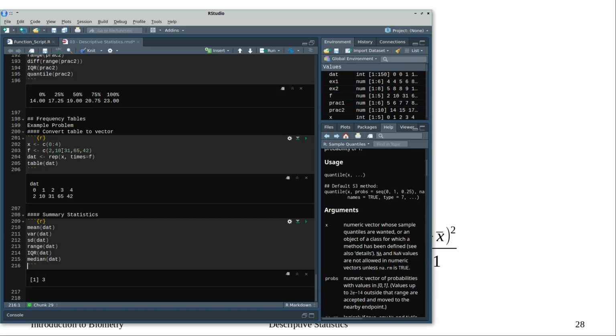So calculating frequency tables by hand really isn't any different than how to do a vector by hand. But once you work in R, the first thing you have to do is convert the frequency table to a vector, and then from that vector you can calculate your summary statistics.